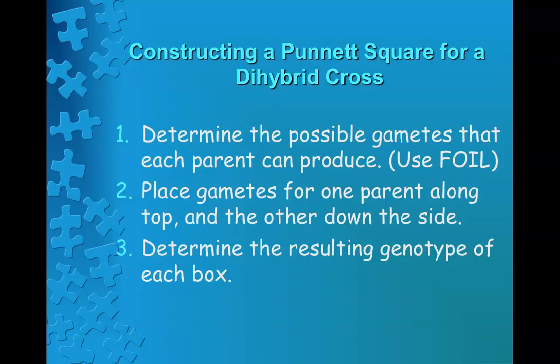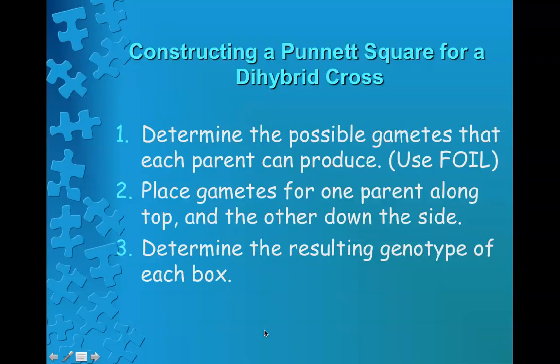So constructing dihybrid crosses, we've got to remember how to do all of this. You are going to have a 4x4 square this time, so 16 total boxes. The hardest part for most students is to figure out the gametes from each parent to put on the top and sides of the Punnett square. You've got to use FOIL like you do in math class: first, outer, inner, last.